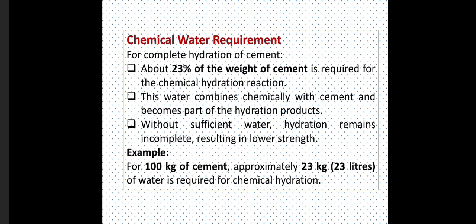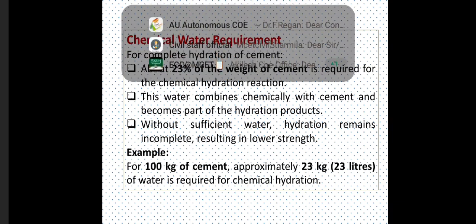Let us discuss the amount of water required for the hydration process. Research has shown that for complete chemical hydration of cement, about 23% of the weight of cement is required. This water reacts chemically with the cement and becomes part of the hydration products. It cannot be removed because it is chemically combined within the hardened cement paste.